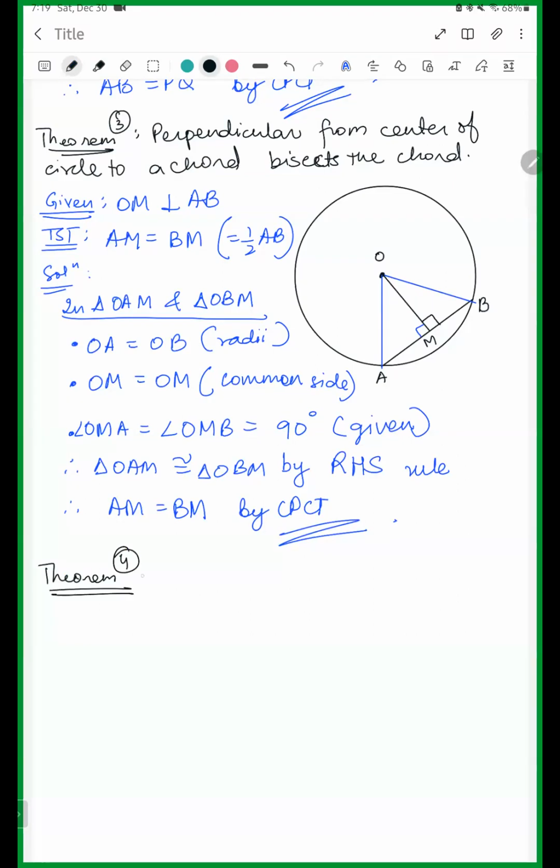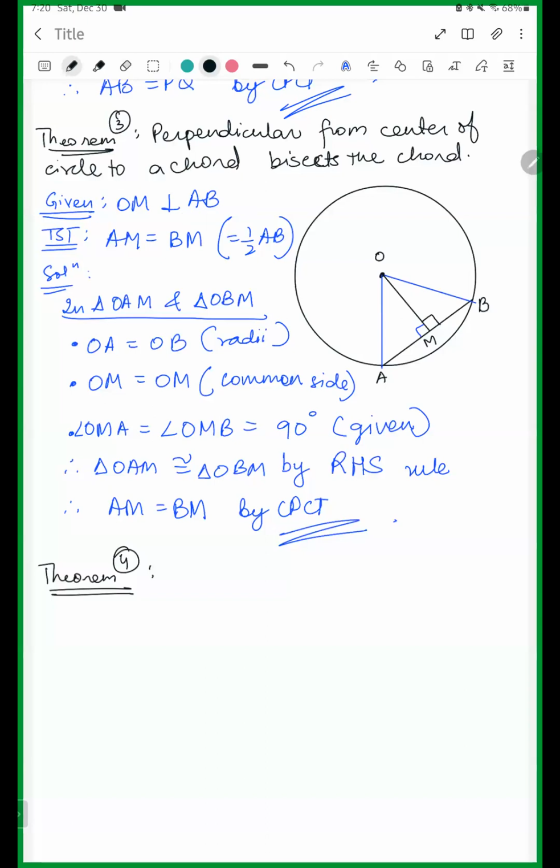Next, theorem 4 is the converse of the previous theorem. Can you guess what the converse will be? See, over here it was given. What was given? Given was the fact that it is perpendicular to show that it bisects. Now, in the converse, it's going to be the opposite. It will be given that there is a line from the center which bisects the chord. You will have to show that that line is in fact perpendicular to the chord.